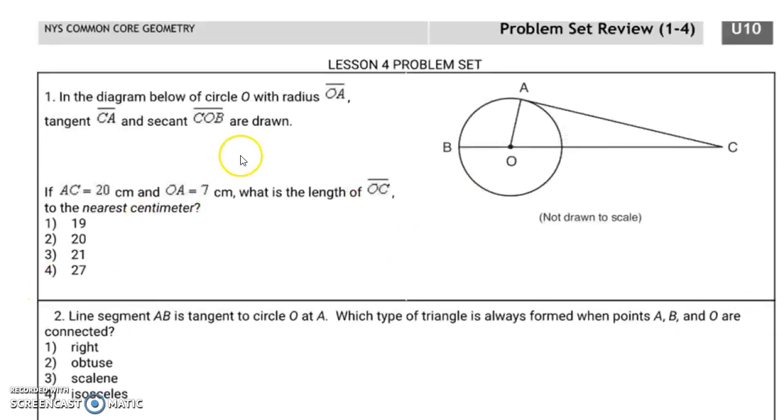All right, moving on to the next page. This is actually the lesson 4 problem set, the last problem set that I'm going to be going over. Pause the video, try these questions, and then come back to see if you get them right.